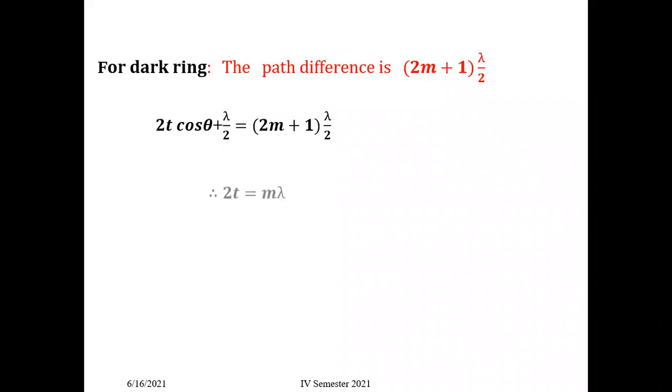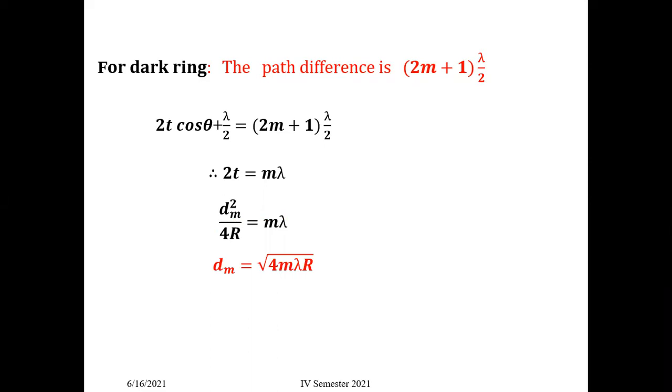Simplifying it, put theta equal to 0 and take lambda by 2 to the right-hand side. Finally, you get 2t is equal to m lambda. Again, substitute the value of 2t, that is D_m square by 4r, and simplify it. D_m is equal to the square root of 4m lambda R.